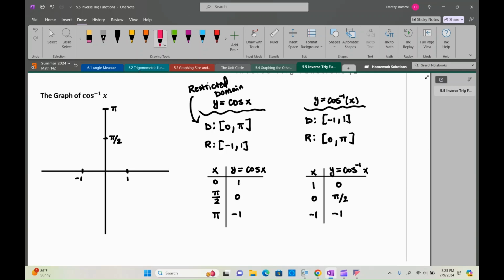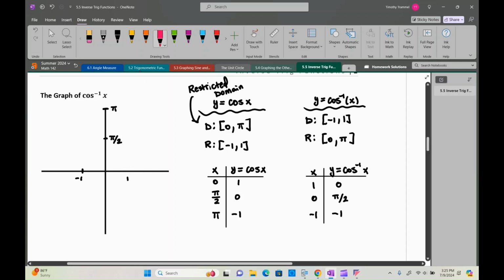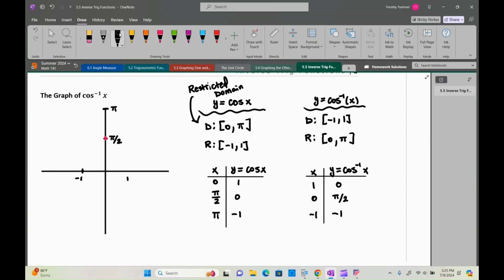Okay. So 1 comma 0, that's right here. 0 comma pi over 2, that's right here. And minus 1 comma minus 1. So I actually need, let's see.